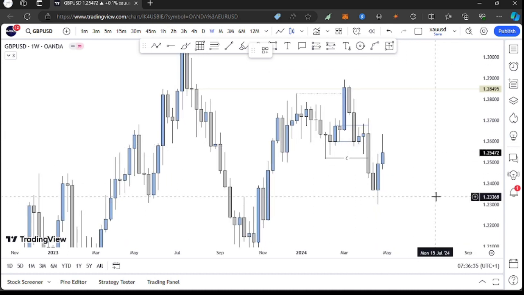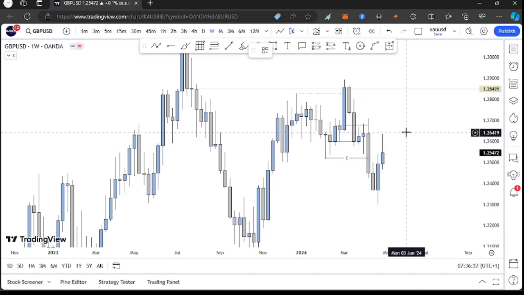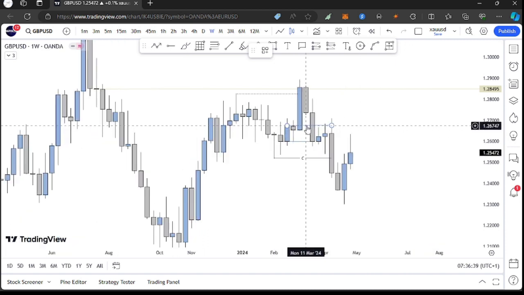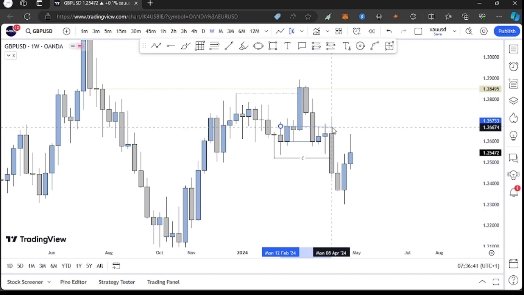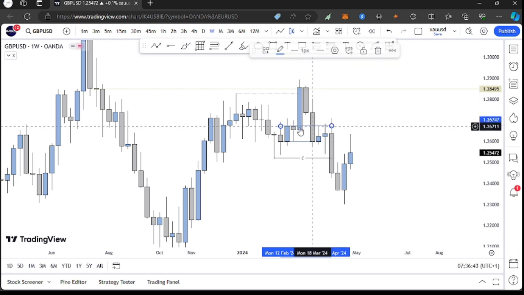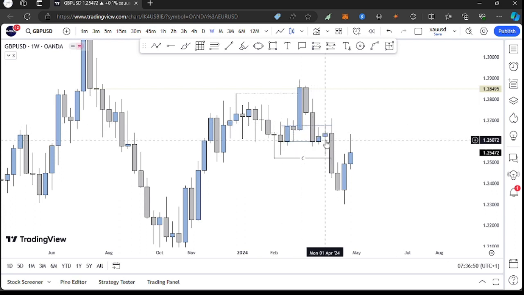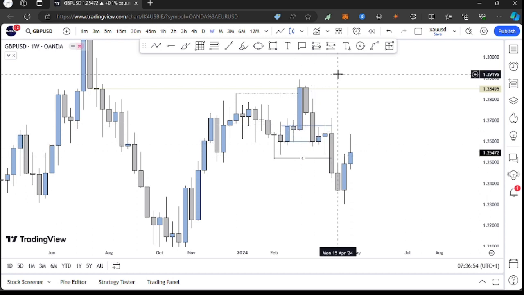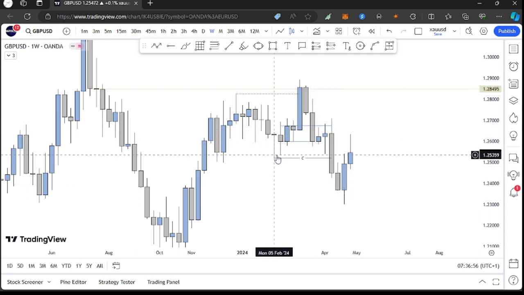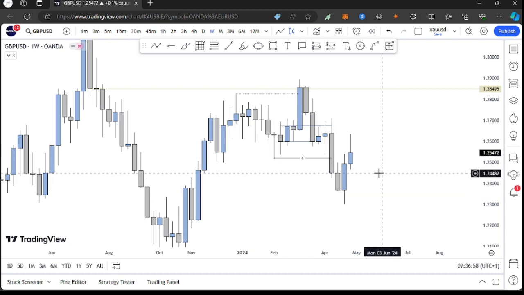Remember our analysis: daily to daily, weekly to weekly. Since this is the last weekly POI, it rejected off this weekly breaker block, this weekly resistance here. It came from here, and if you watch, it didn't close below and it didn't close above. So when it broke down here, we had the change of character.